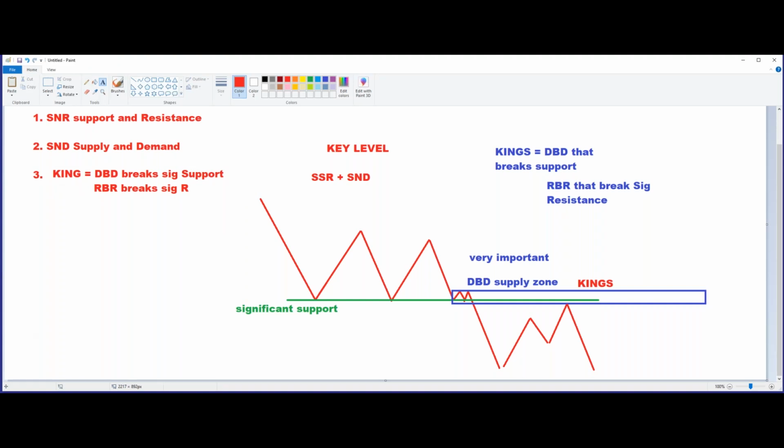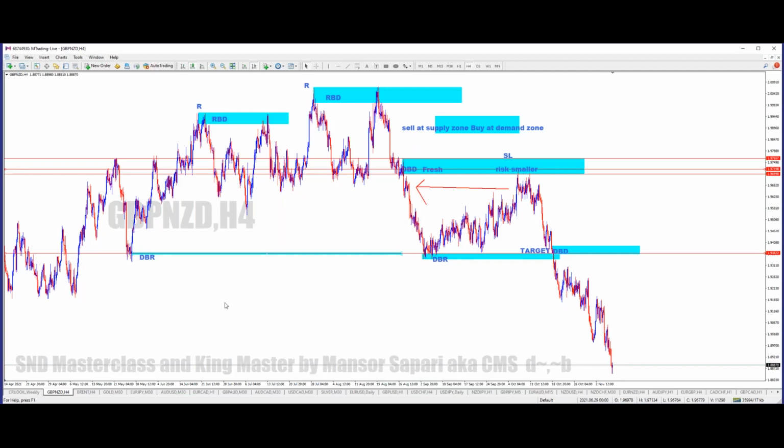So if I go back to the chart, you can see over here, we don't simply do the entry anywhere, anytime. We need to find a place which is very, very important. Key level and king are not the same. The key level is the SNR plus the supply and demand zone. But the king itself is the zone over here.